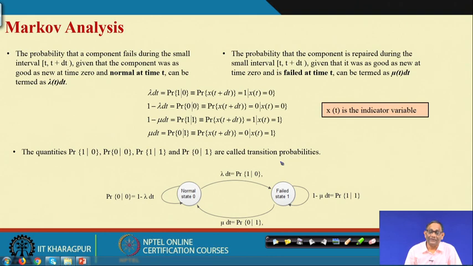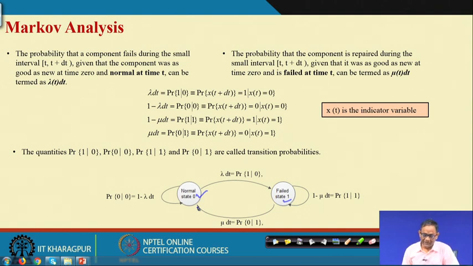So, we are thinking that the component has two states, one is normal, another one is failed. If the component is working, that means it is in the normal state, it can remain in that state or a transition to the failed state may take place. Now, the transition from normal state to failed state will happen based on certain probability values, known as transition probability, like the probability that the component will be at failed state given that it was at normal.